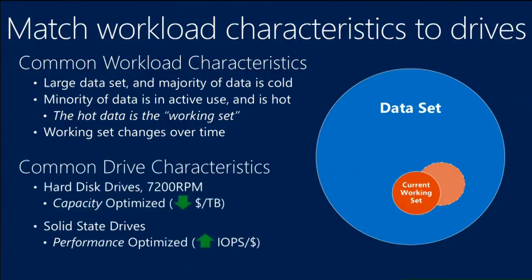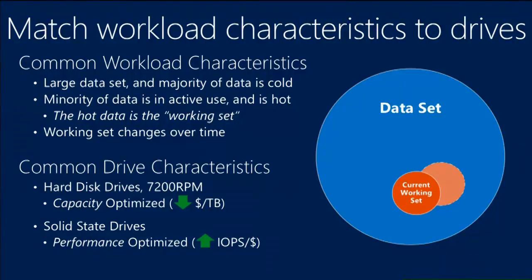And we also look at the types of drives available today. We have nearline drives, 7,200 RPM drives. They're capacity optimized. By deploying these nearline drives, I drive down the dollars per terabyte to deploy my storage. I have solid-state drives, too. And these are performance optimized. They deliver amazing performance. And by deploying solid-state drives, I drive up my IOPS per dollar.